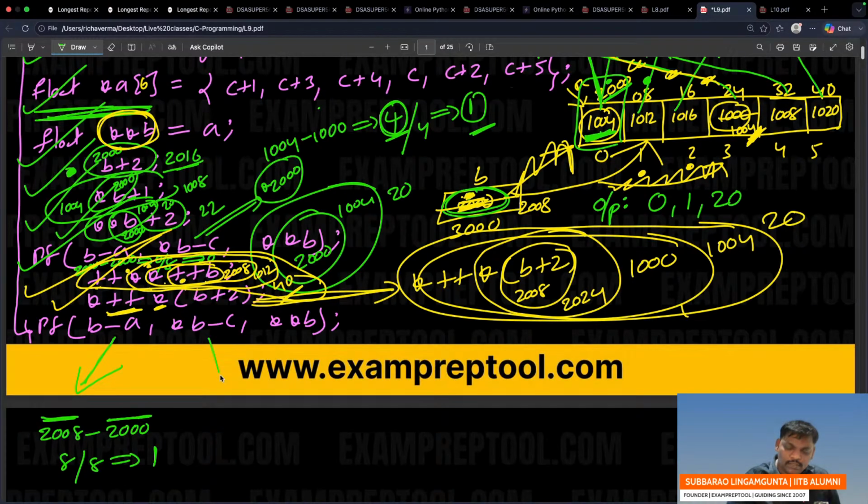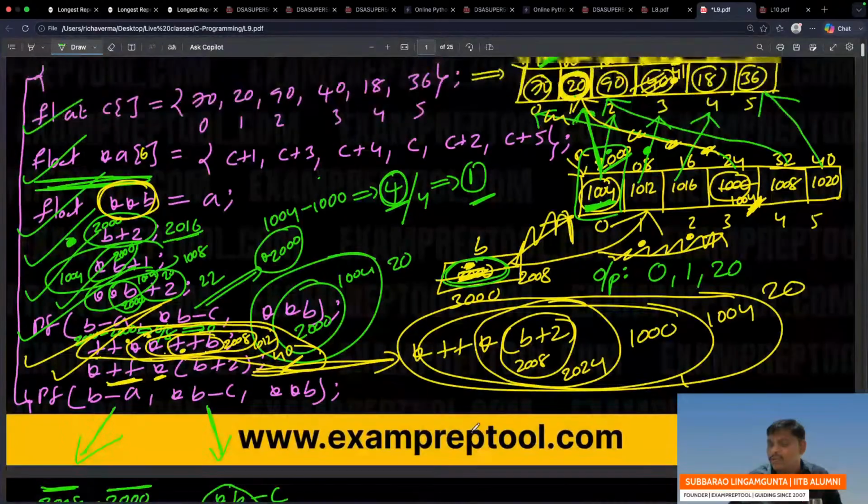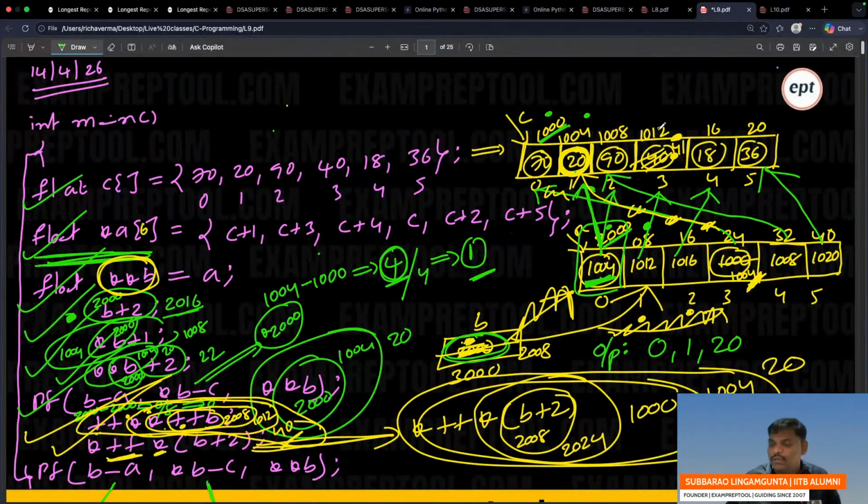Next one. Can you see this? Star B minus C. B is 2008, star 2008 is the value inside 2008. What is the answer? 1012 minus 1000. It is 12. But remember, this is the size, meaning memory. Between these two, this much memory is there. But I don't want memory, I want elements. See, 1000 and 1012.